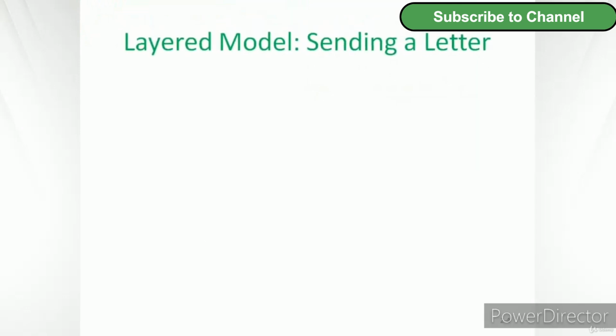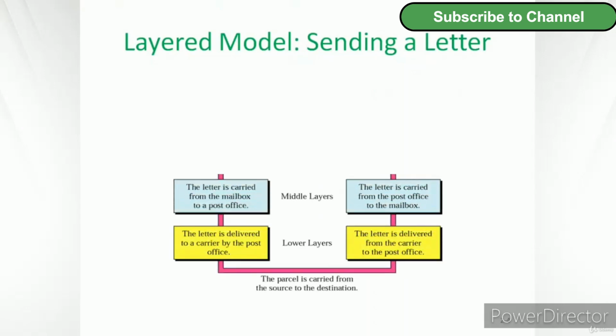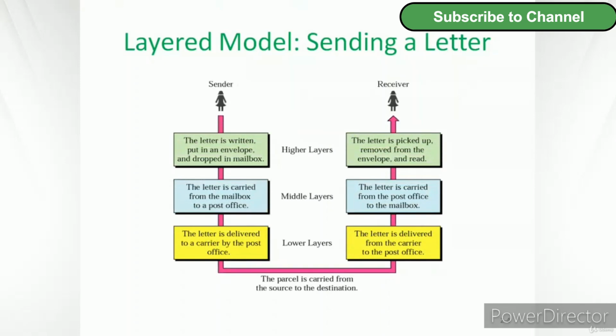So here, for the layered model, we will see the example of sending a letter, how the letter is sent with the post office. We will see that first. Here the sender is there, and this one is the receiver. Whatever the data, or we can say this letter, it flows through these different layers, starting from the higher layer, then the middle layer, then the lower layer, and again at the receiver side, it goes from the lower layer, middle layer, and the higher layer. So it is a layered task, a layered structure.